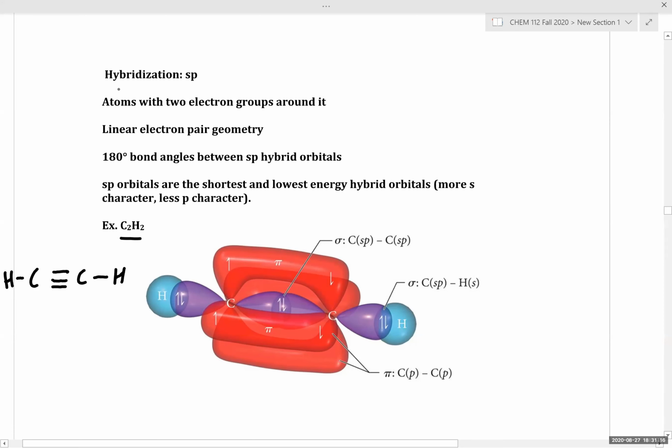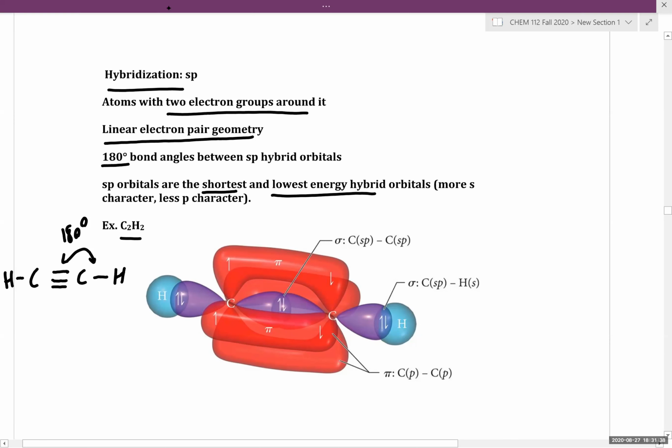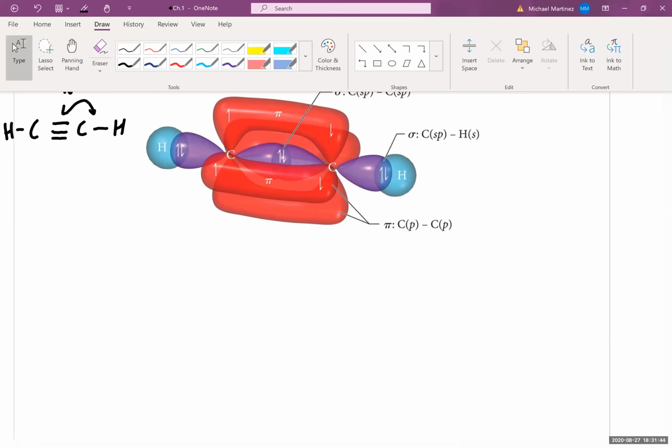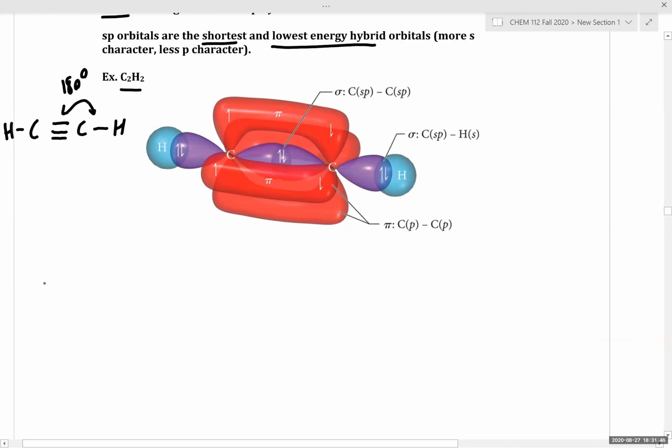With that aside out of the way, the sp hybridization consists of an atom with 2 electron groups. We have a linear electron pair geometry with 180-degree bond angles between our hybrid orbitals. sp orbitals are the shortest and lowest energy hybrid orbitals. So let's look at another picture, and let's try to showcase carbon undergoing this hybridization process. In this case, carbon wants to form 2 sigma bonds and 2 pi bonds.